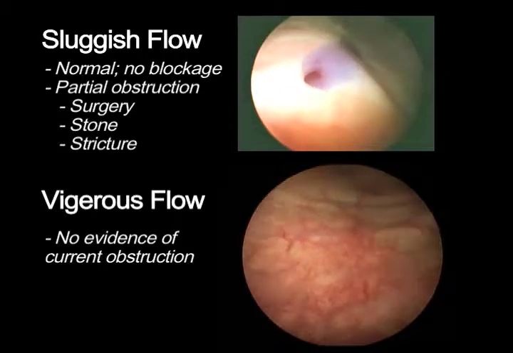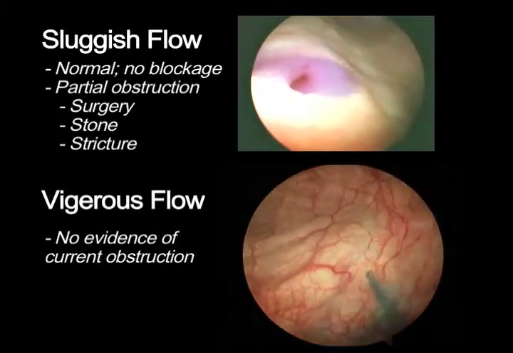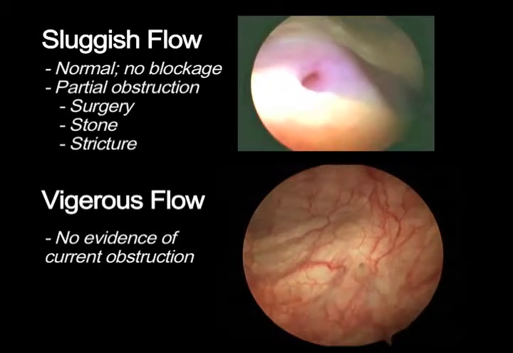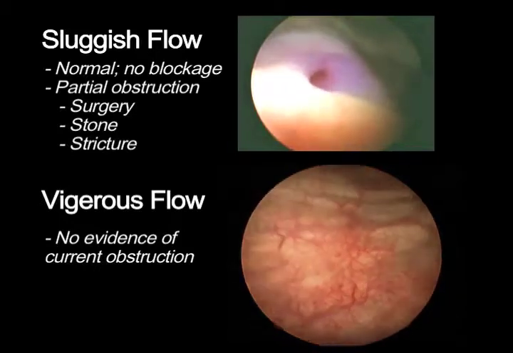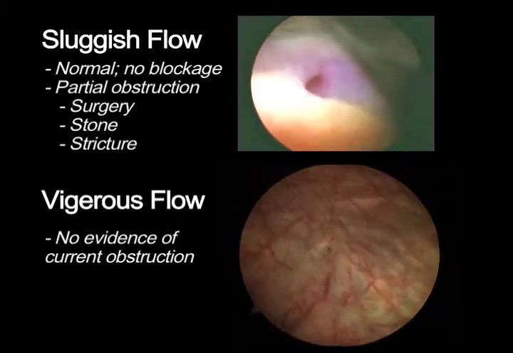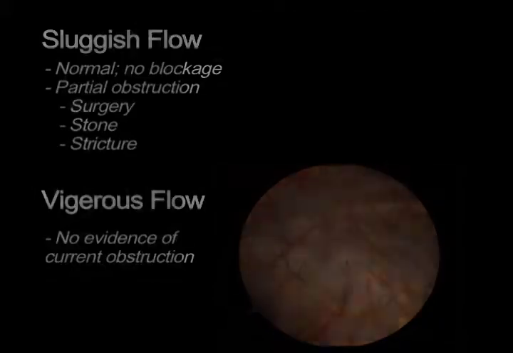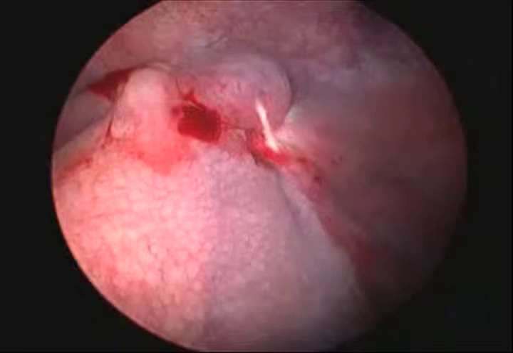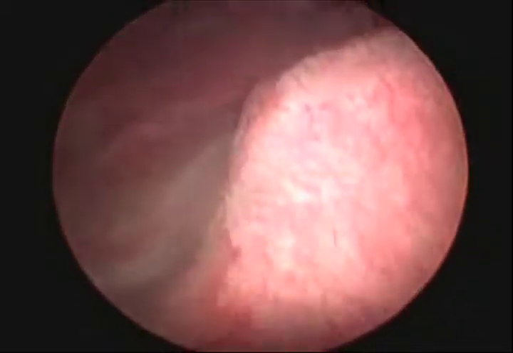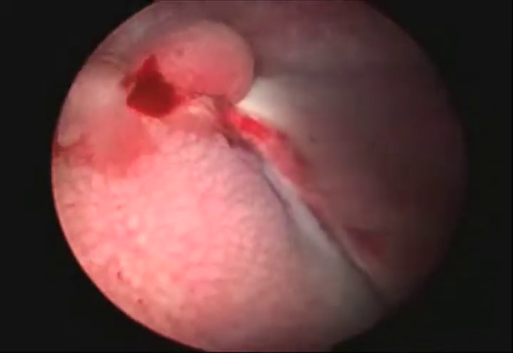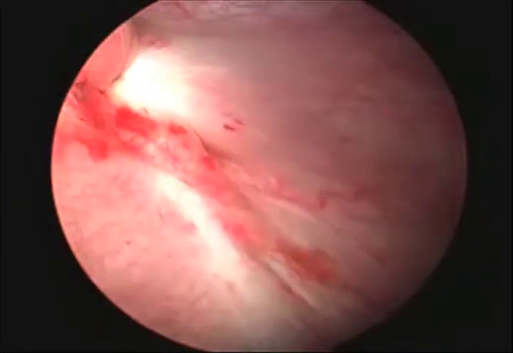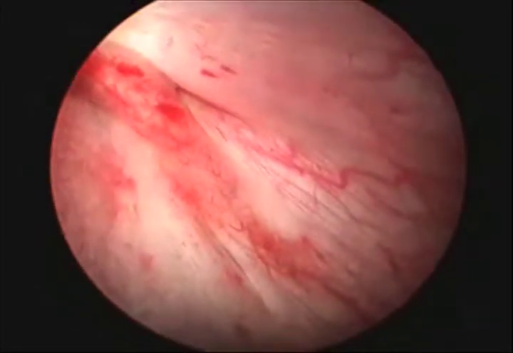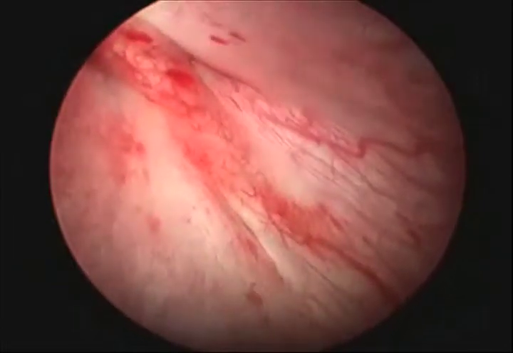Vigorous flow of urine from the ureteral orifice demonstrates no evidence of current obstruction, but postoperative swelling neighboring the ureter could cause possible obstruction and warrant workup if suspected. The benefit of cystoscopy for assessment of ureteral patency is further highlighted for a patient who has recently undergone a cystotomy repair. In this instance, confirmation of ureteral patency is an important component of this patient's intervention for cystotomy that was repaired during a hysterectomy.